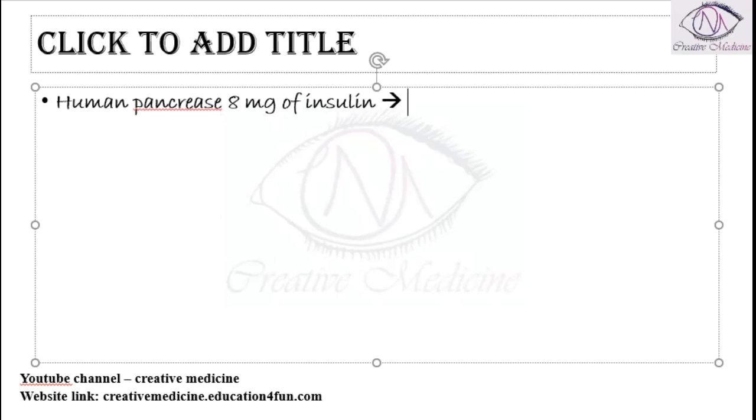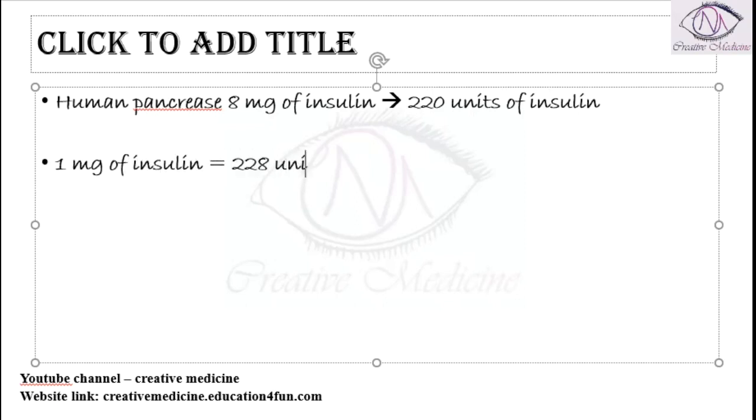8 milligrams of insulin is almost equal to 220 units of insulin. Actually, if you have to see the conversion of units, 1 milligram of insulin is equal to approximately 28 units of insulin.